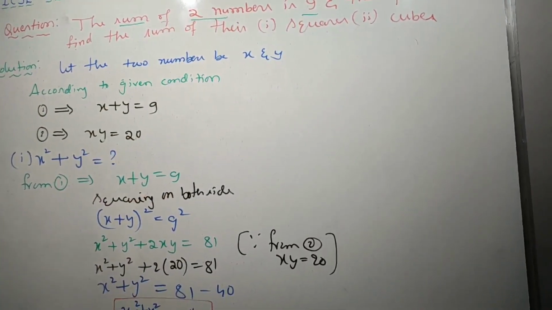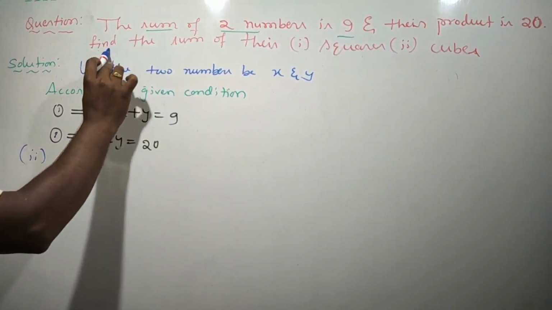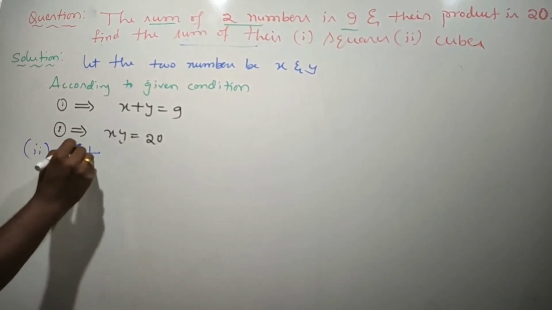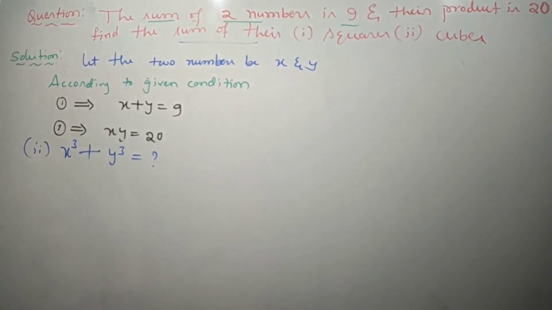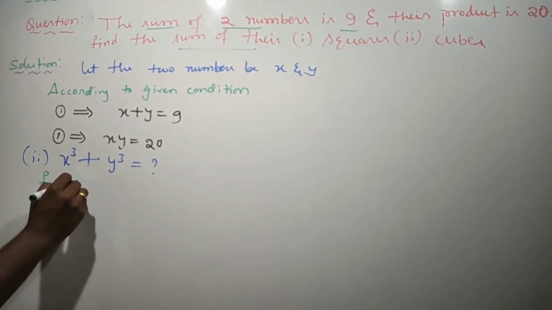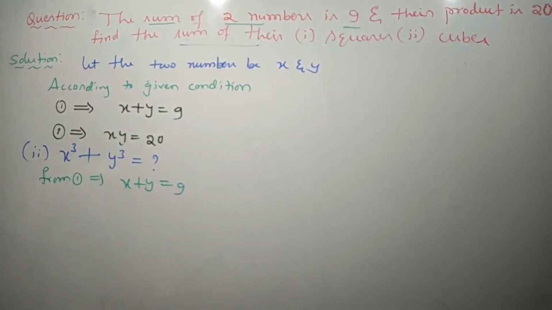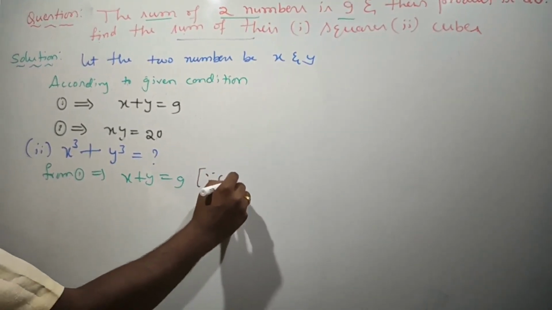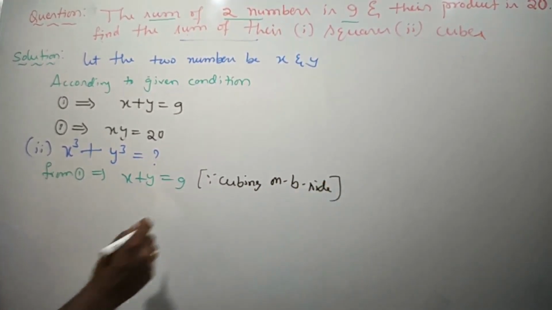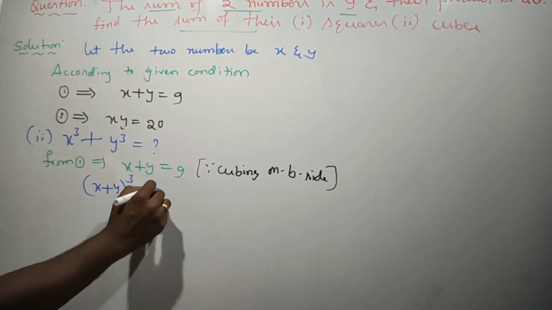Similarly, we will do the same for the sum of their cubes. Same method, children. Now, case number 2, finding the sum of their cubes, x cube plus y cube. See, again I will take from 1. From 1, x plus y is equal to 9 is there. For this one, I will do cubing on both sides. See what I am doing? Cubing on both sides, children. Very easy. Next step, look here: x plus y whole cube is equal to 9 cube.